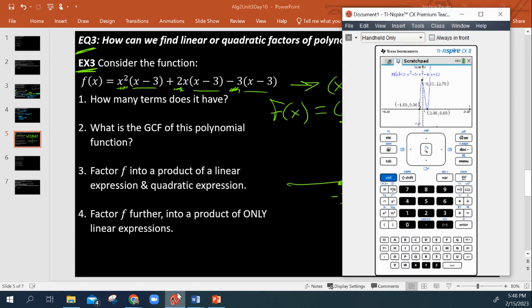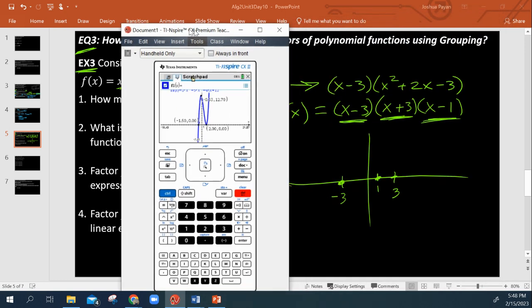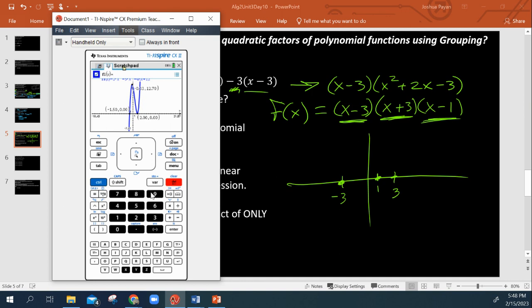And if I decided to chuck this into the calculator, which I'm going to, let me do control delete. Okay, so I'm going to throw it in its factored form. Let's move this over here. So I've got open parentheses, x minus 3, open parentheses again, x plus 3, and x minus 1. Okay, so I'm going to delete all this stuff that was on here from before.